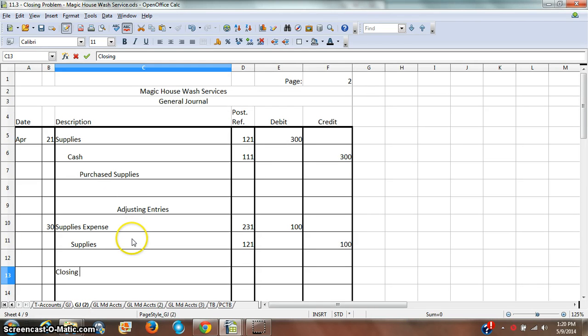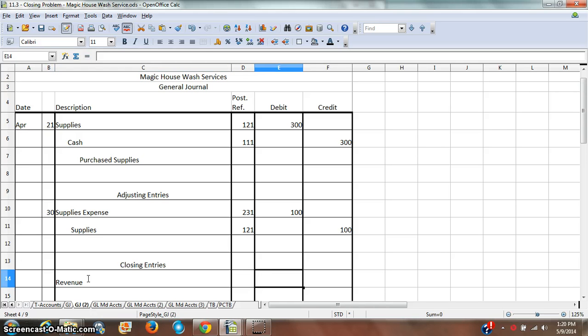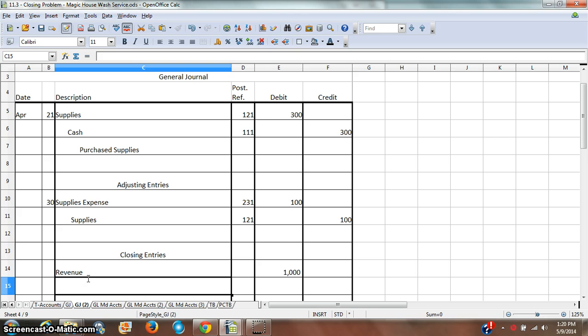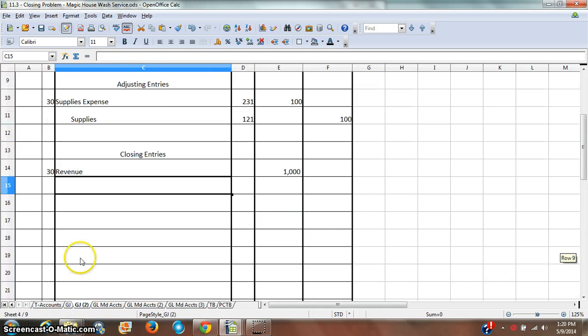I'm going to put closing entries. In the general journal, closing entries work like adjusting entries in that I don't have to put a description. I just put a general title at the beginning and go from there. So I'm going to put revenue, and I'll close that. It's $1,000. And this is going to be on the 30th as well. Revenue for $1,000. And then my next account is going to be to income summary. That's what it means to close to income summary. And so now I'm done. I've closed revenue to income summary.